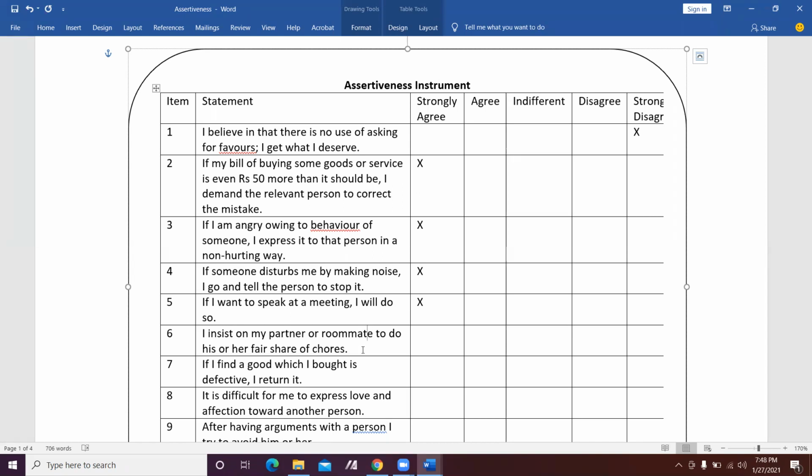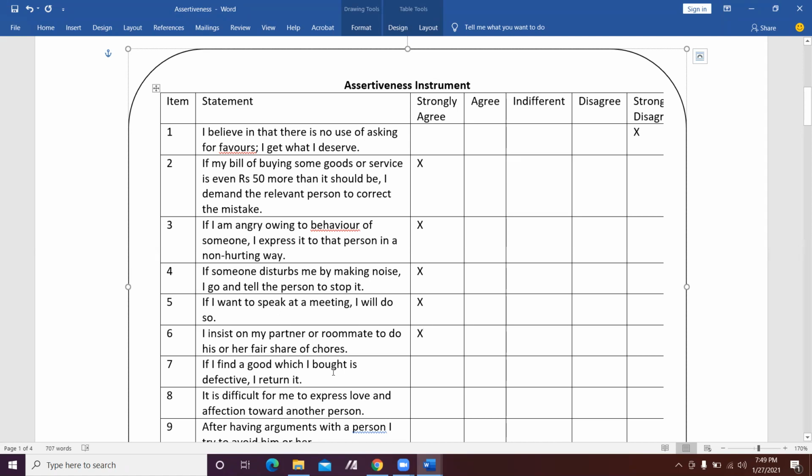So I insist on my partner or roommate to do his fair share of chores. Husband and wife, that's a different case. They strongly agree. The highest level of assertiveness as far as this item is concerned.